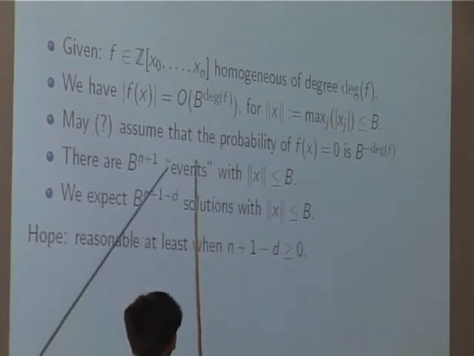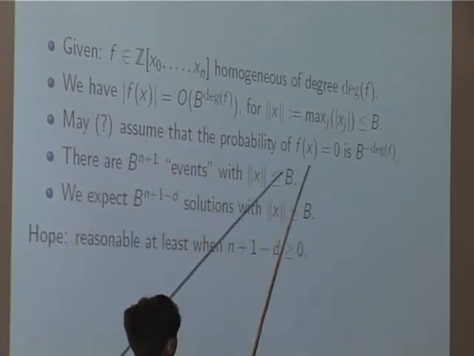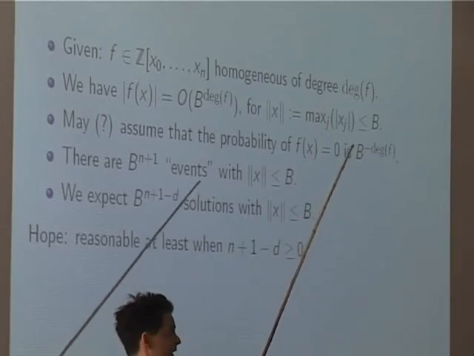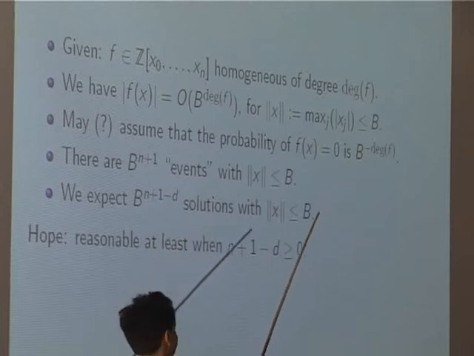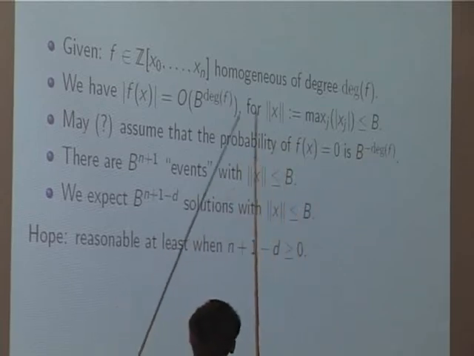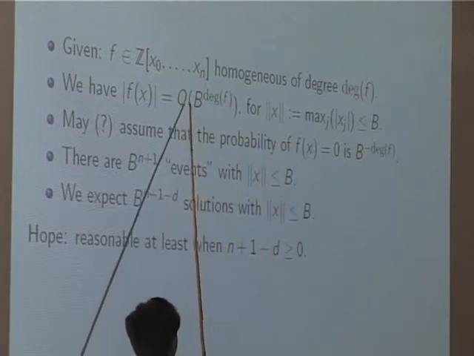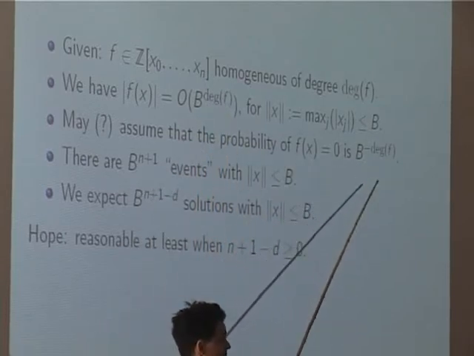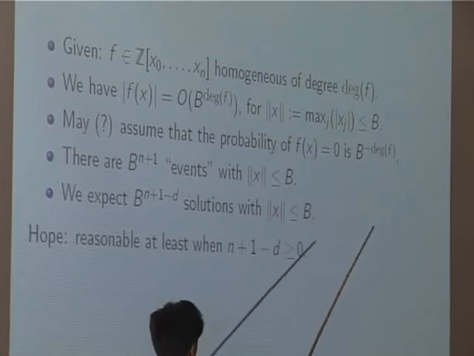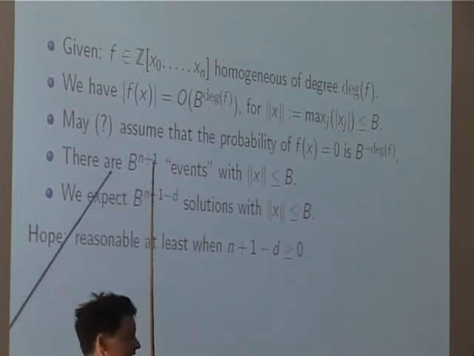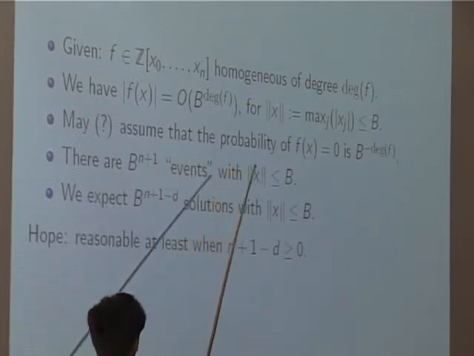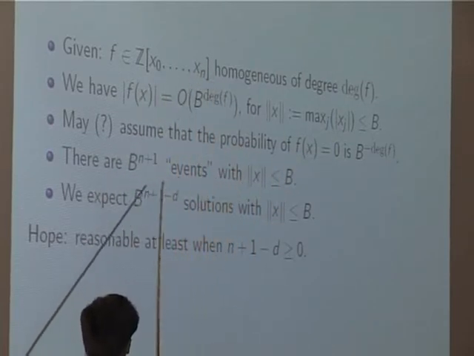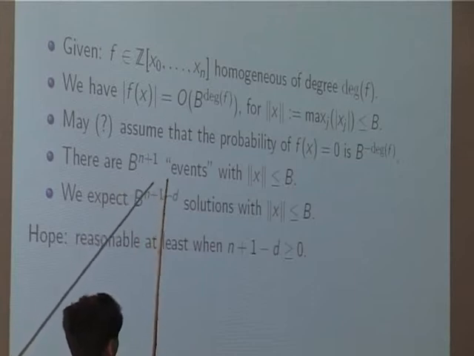And they all look the same to us from far away. So we would say the probability that f of x is 0 should be the same as the probability of f of x being 1, or 2, or 3. If that's the case, then the range of values is on the order of b to the degree, and hitting 0 should then have probability b to the minus degree. And how many events do we have? We are allowed to run from minus b to b for n plus 1 variables, so that will be on the order of b to the n plus 1 events.